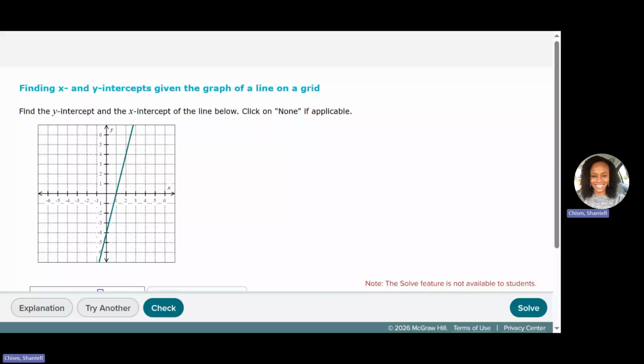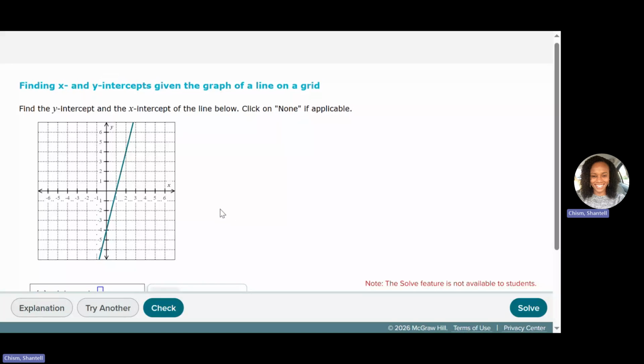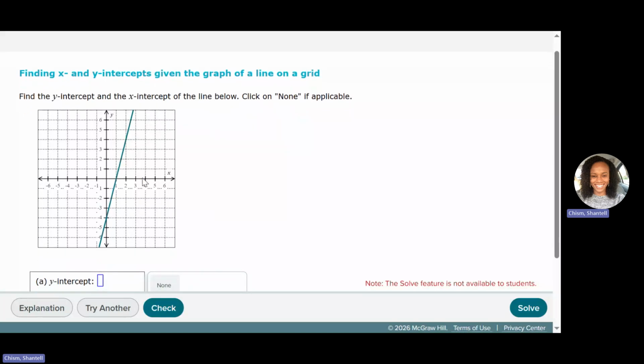Here we are. So this particular problem, the first one in lesson 8, is saying find the x and y intercepts given the graph of a line on the grid. With this one, I really just have to show you on the computer with the ones that are involving graphing. So the x-intercept is simply the point where the graph crosses the x-axis. And if you notice here, it crosses on the x-axis at 1.